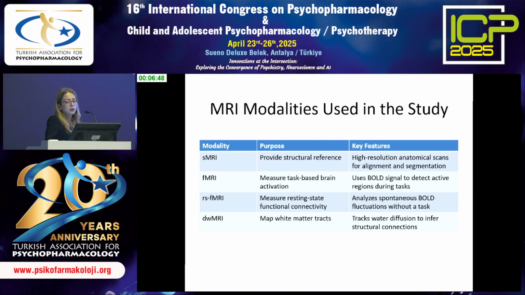Briefly, I would like to talk about the modalities of MRI used in the study. MRI provides anatomically high resolution screenings and lets us conduct our analysis easily. During the task we can measure task-related brain activation with fMRI, and with resting state fMRI we can measure resting state functional connectivity. With diffusion MRI, we can get information about white matter tracts.